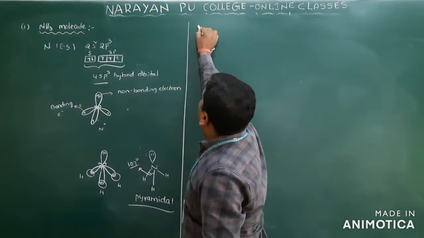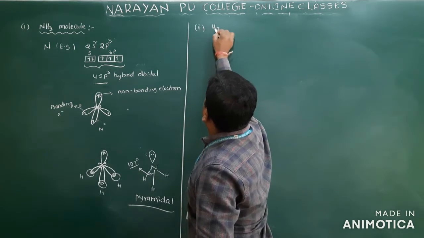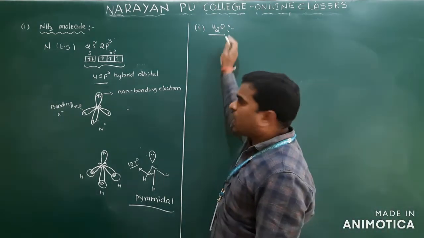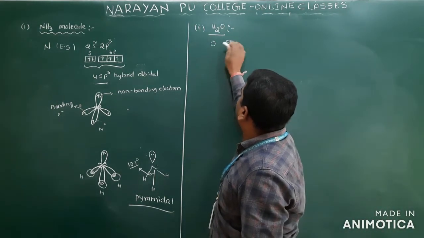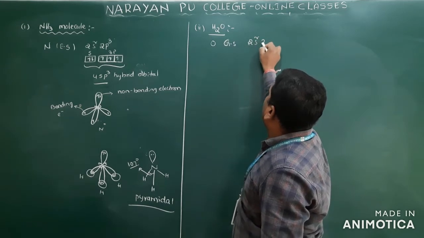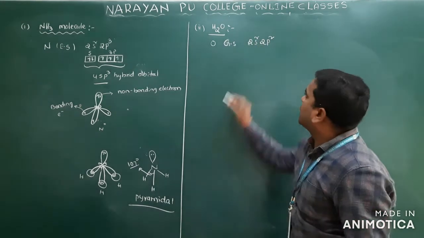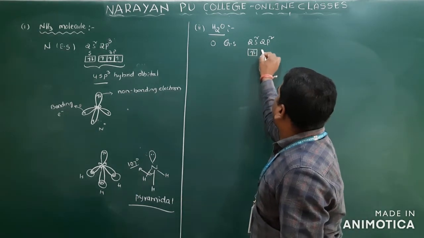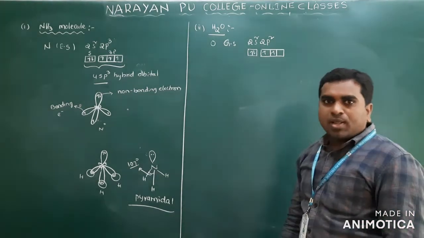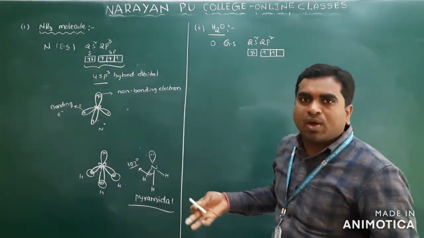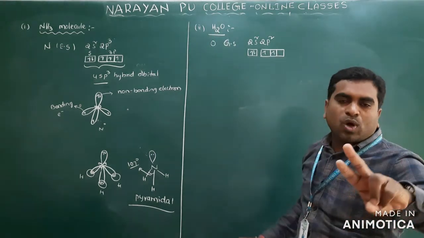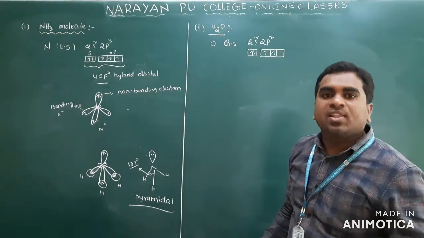In the same way, we will take the water molecule, H2O. What is the central atom here? Oxygen. First we write the ground state of oxygen: 2s2 and 2p2. The s orbital has 2 electrons, and the p orbital has 1 and 2. Oxygen is forming how many bonds? 2 bonds. How many unpaired electrons are there? 2 unpaired electrons. You need not write the exact state.